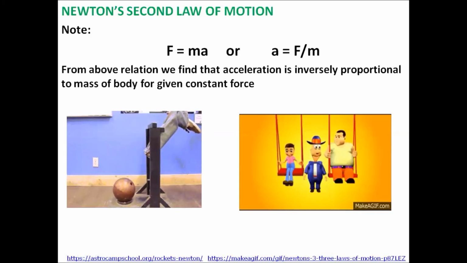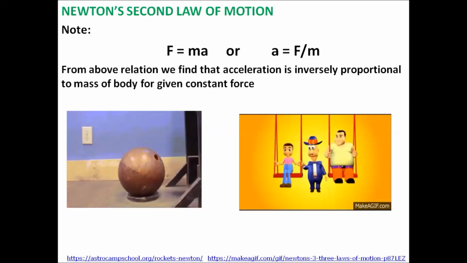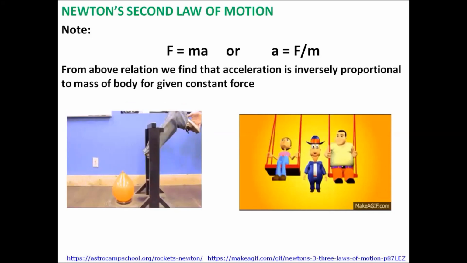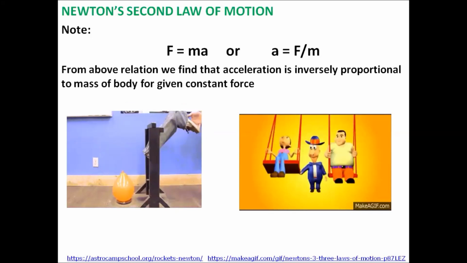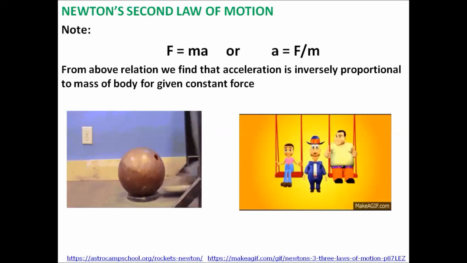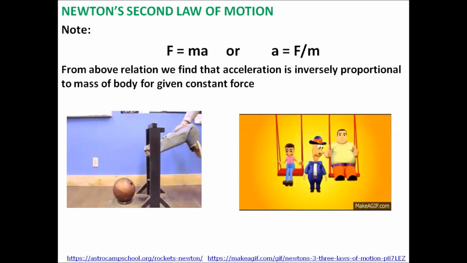From Newton's second law of motion relation, we find that acceleration is inversely proportional to the mass of the body for a given constant force. As shown in the animations, the same force can produce more acceleration in lighter bodies as compared to a heavy body.